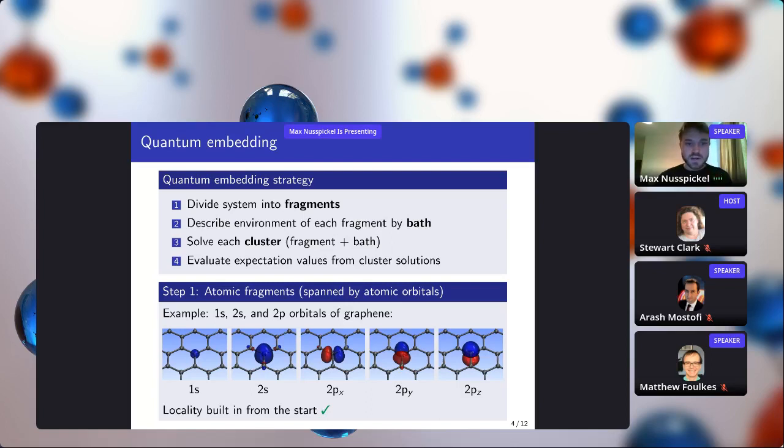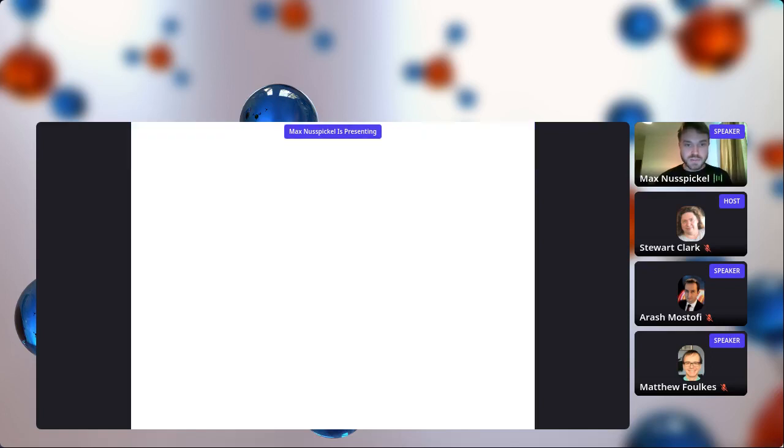So in step 1, we just choose atomic fragments. So we simply focus on a single atom. I've shown this here with the example of a carbon atom in a 2D material, graphene, where we just span the fragment space by its atomic orbitals, 1s, 2s, and 2px, y, z. So this confirms the claim that locality is built in from the beginning. We start with a local fragment. So let's move on to step 2.